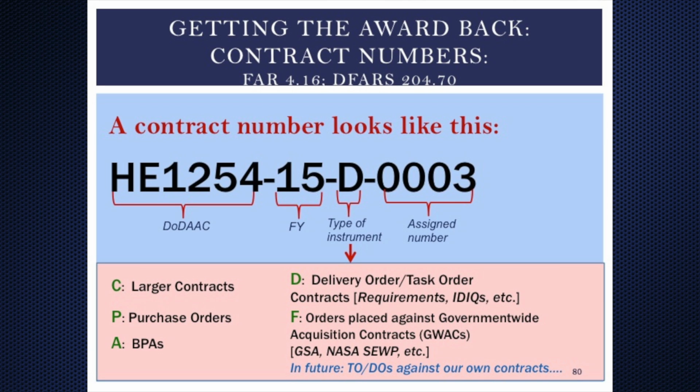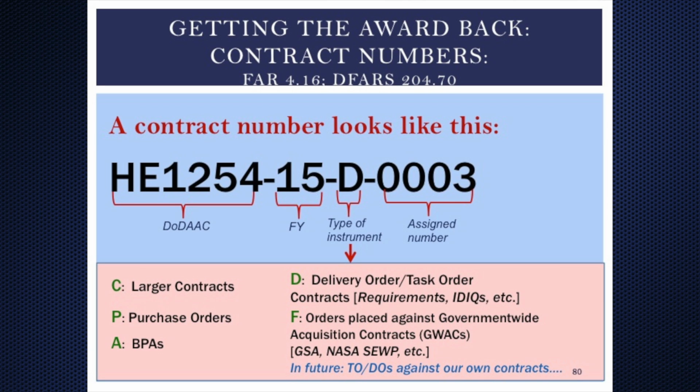So there's different types of ordering contracts. There's requirements, and IDIQs are the most common. So an IDIQ contract is a D contract. An F contract is an order placed against our own contracts. So it's an order placed against a D contract or against government-wide acquisition contracts such as GSA, NASA SOUP, things like that.